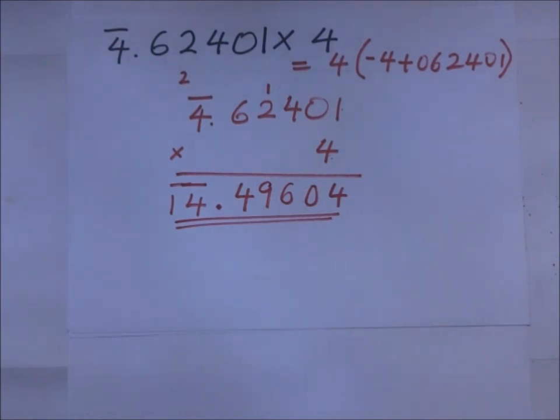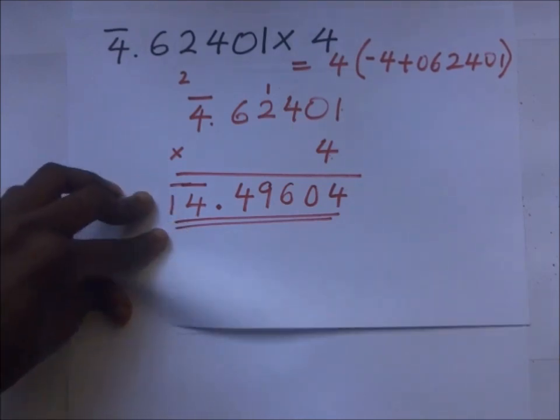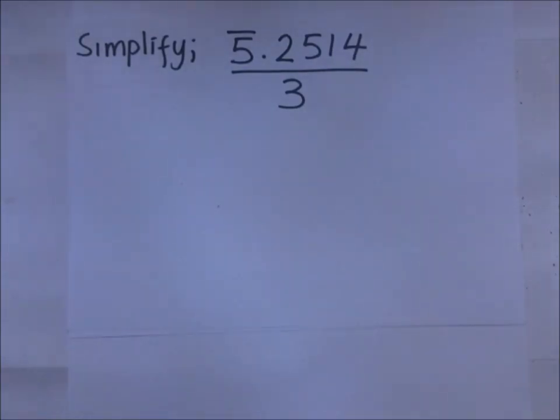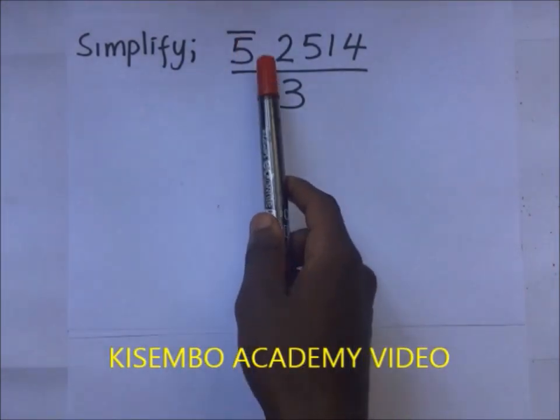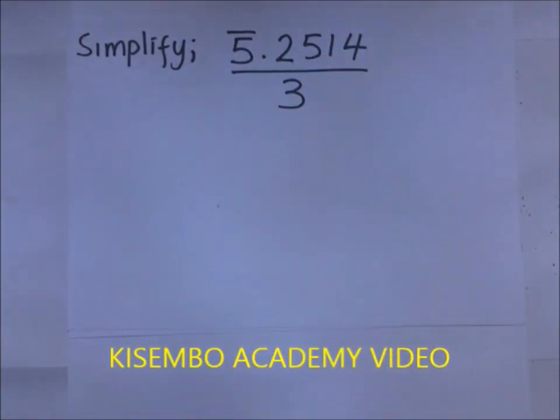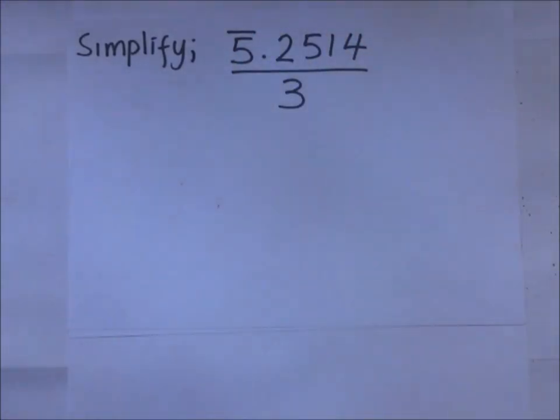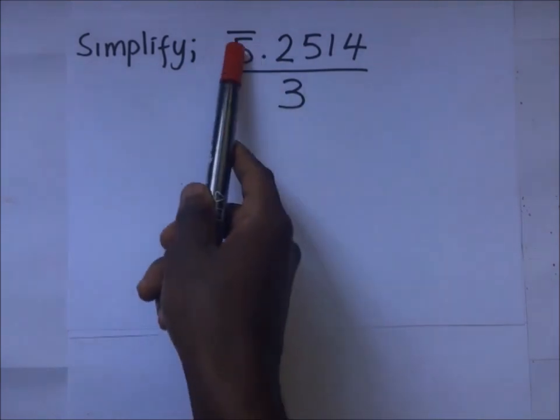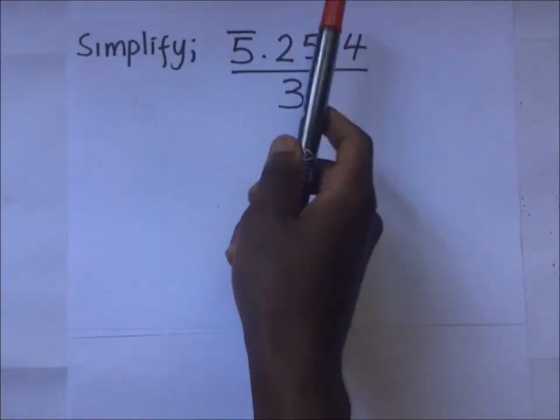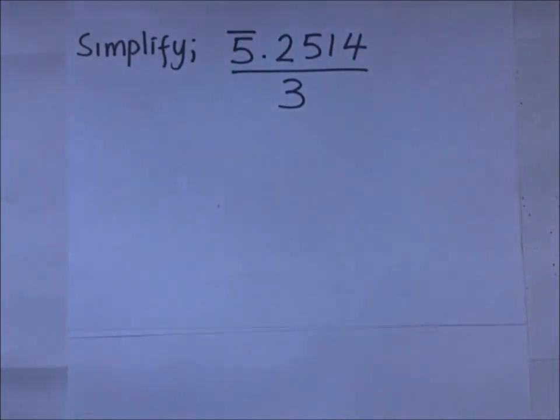Now we are going to look at how we divide logarithms with negative characteristics. We shall do it with an example. We are supposed to divide 5 bar 0.2514 by 3. Now we're looking at a logarithm that has a negative characteristic. When the characteristic is positive, first of all, division will always be carried out in the usual way. This is the characteristic we are talking about, and this is the mantissa.